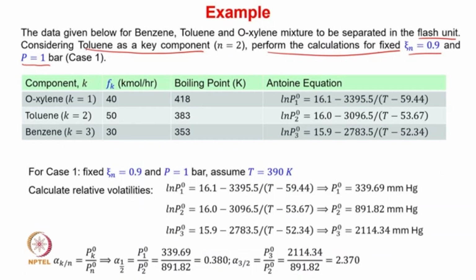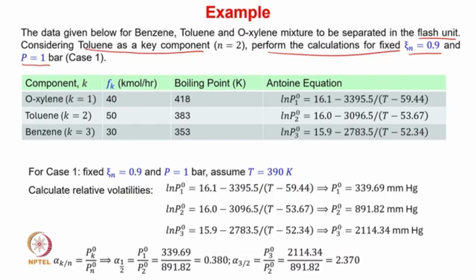Now let us see the data. So in this case, the molar flow rates of the different components in the feed are given. Orthoxylene is 40 kilomole per hour, toluene is 50 kilomole per hour, and benzene is 30 kilomole per hour. Also the boiling points of these three components are given. Orthoxylene has a boiling point of 418 Kelvin, toluene is 383 Kelvin, and benzene is 353 Kelvin.